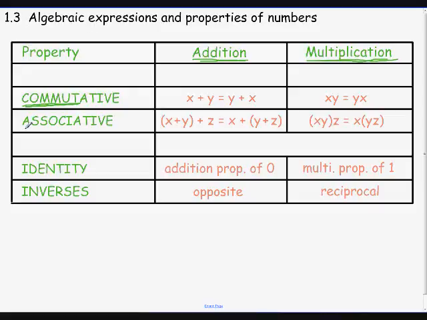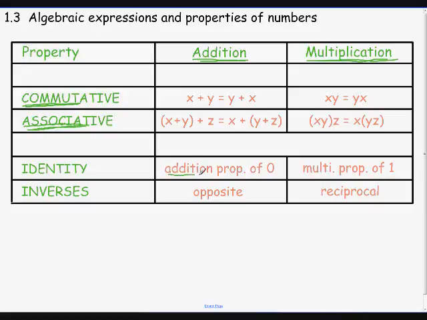The associative property, you'll notice there is nothing different. X plus y plus z. X plus y plus z. Their positions are the same. It's not commutative. The only difference is how things are grouped. So in addition, you can regroup them like this. It doesn't change their value. You can do the same thing in multiplication. It does not change their value. So that's the associative property.